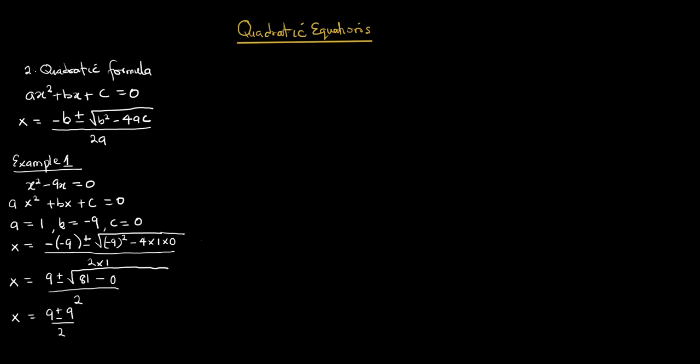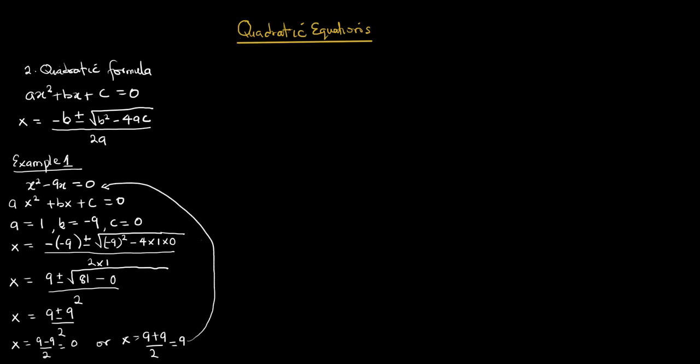So my x is most likely going to be 9 minus 9 divided by 2, which is of course 0, or x is equal to 9 plus 9 divided by 2, which is 18 divided by 2, of course 9. Again, you can check if these values of x are correct by substituting them into that equation.